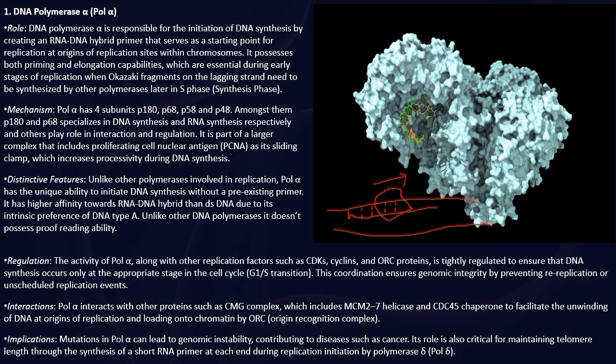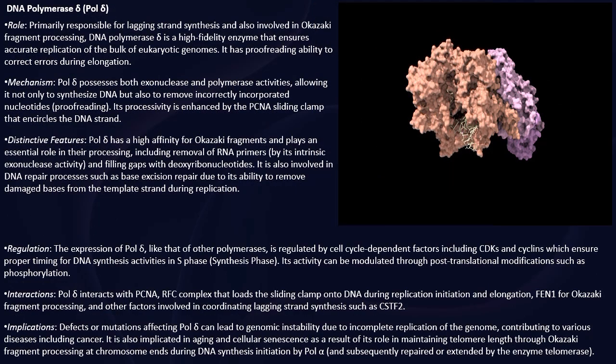Now, the next DNA polymerase which we are going to talk about is DNA polymerase delta. The primary responsibility for this polymerase is lagging strand synthesis, and it is also involved in Okazaki fragment processing. DNA polymerase delta is a high fidelity enzyme, which means it has a high processivity. It can synthesize long strands of DNA without falling off.